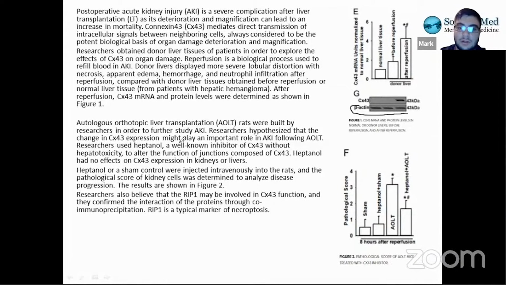And then I believe they mentioned surgeries. Right, they used heptanol, a well-known inhibitor, to alter the function of CX43. So that's why radiation against heptanol wouldn't really work, because it's the inhibitor, so it doesn't really make sense. Why B would be the right answer, right?